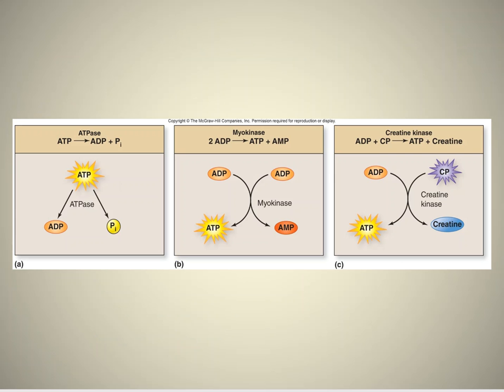This slide number 26 shows you the really quick ways to get ATP with just ATPase, which converts ATP into ADP and Pi. There's myokinase, which takes two ADPs, makes one ATP and one AMP, which is adenosine monophosphate. And then creatine kinase can take an ADP and creatine phosphate and make ATP and creatine. So these are anaerobic, and they're really fast.